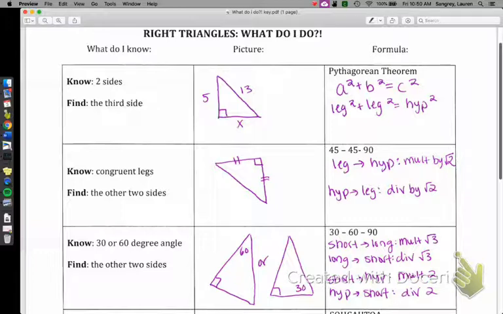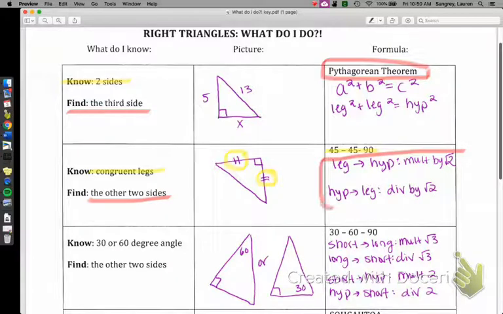So if you have a right triangle where you know two sides and I'm asking you to find the third side, that is when you use Pythagorean theorem. If I give you a right triangle and you know that the legs are congruent, so you see a right triangle and you notice the legs are congruent, that is a 45, 45, 90 triangle. And if I'm asking you to find the other two sides, you're going to need to use your rules. So leg to hypotenuse, multiply by root 2, hypotenuse to leg, divide by root 2.